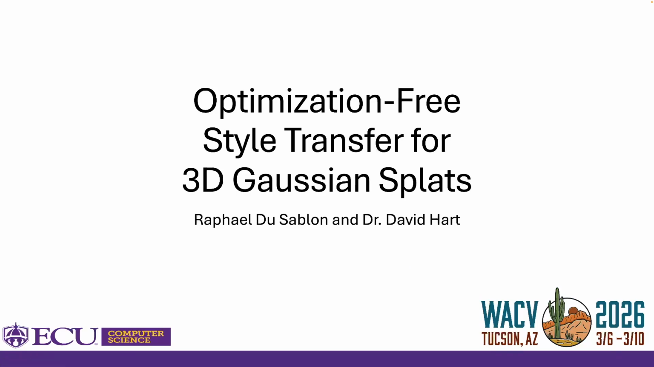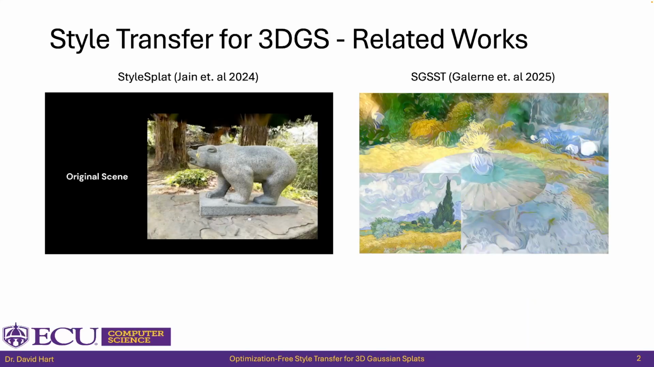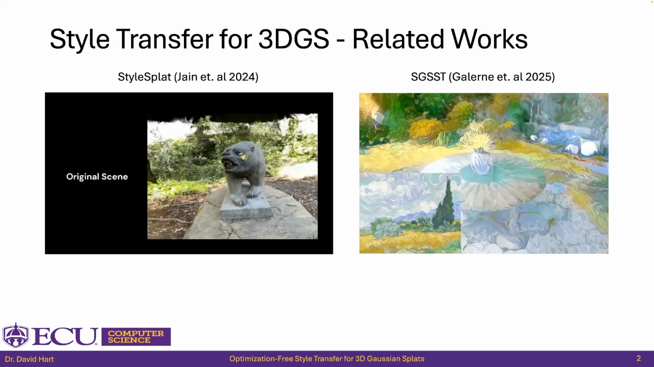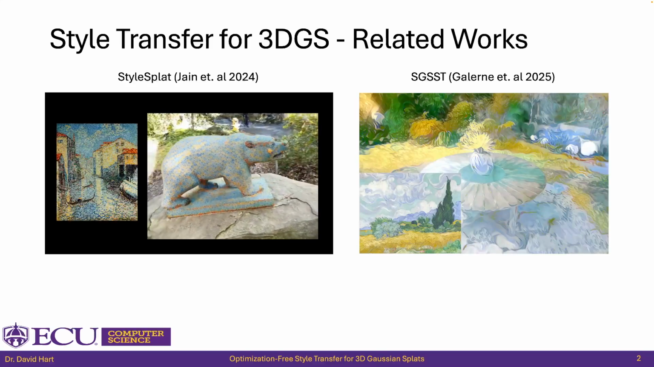We present optimization-free style transfer for 3D Gaussian splats. Several previous works have tackled style transfer for 3D Gaussian splats. Style Splat uses masked images to apply style transfer to specific objects in a scene.